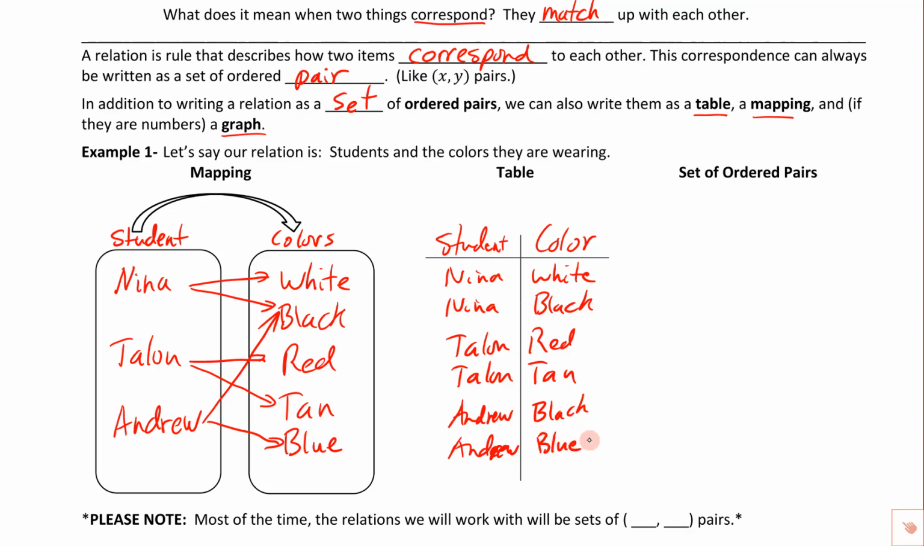Okay. All right, so we've written it down in a table, and then we're also going to write it down as a set of ordered pairs. Well, if you stop and think about it, these are the sets of ordered pairs. Really, to make this a set of ordered pairs, all we need to do is put each one of these in parentheses, put a comma in between them, and then we'll write it down as a set. Now, we do need set brackets to mark this down as a set.